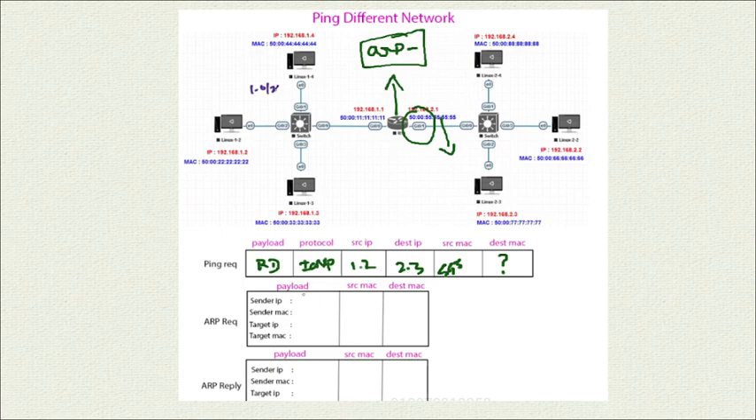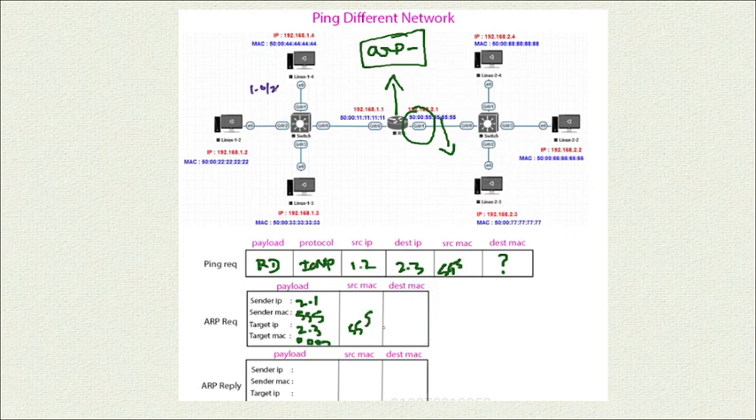After that, an ARP request is initiated by 2.1. The sender MAC is 555. The target IP is 2.3, and the target MAC is 000, because you don't know the exact MAC address here. The source MAC is 555.